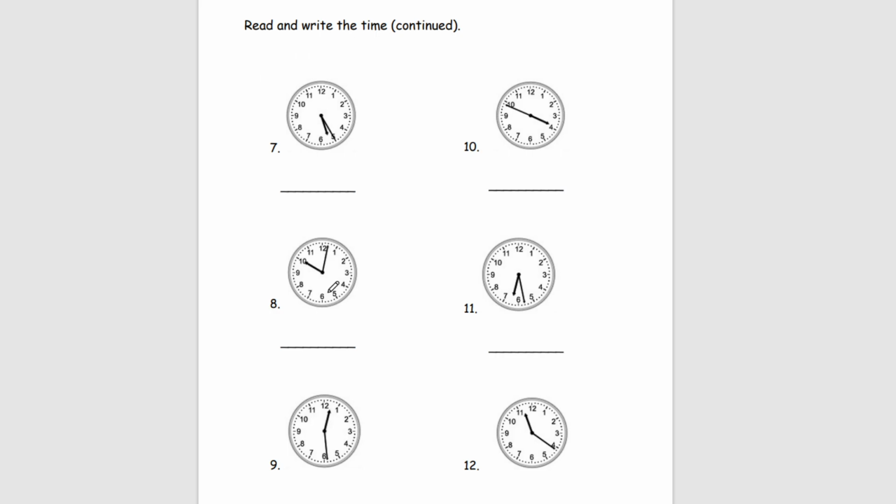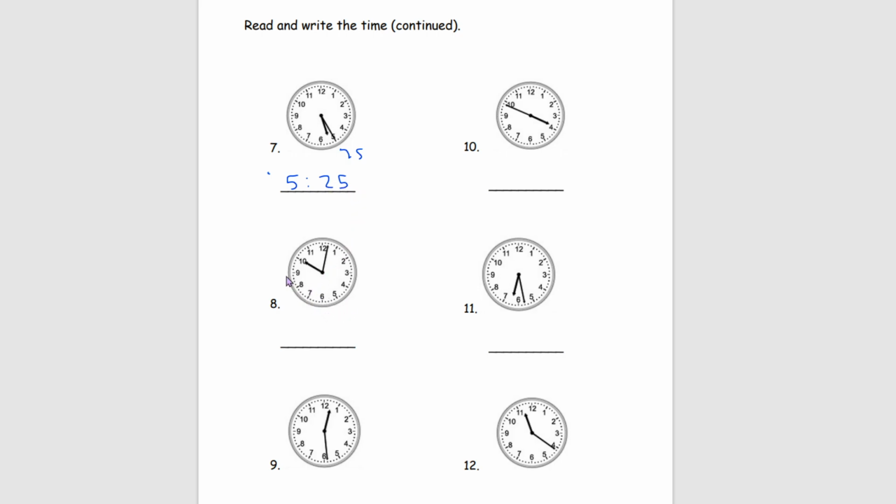On this next page, we're rewriting the time once again. So looking at number 7, here we see that our hours hand is between 5 and 6, so we know that our hours is at 5. For the minutes, we see that the minutes hand is directly on 5, which we know is 25. So our answer for number 7 is 5:25.